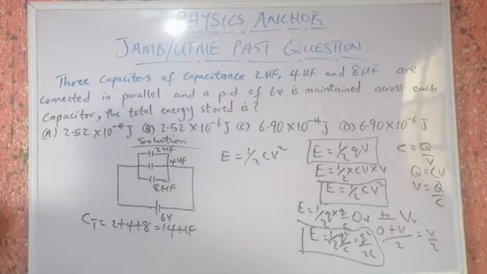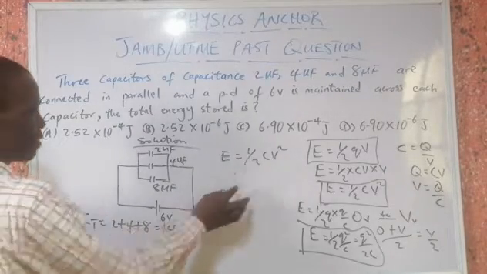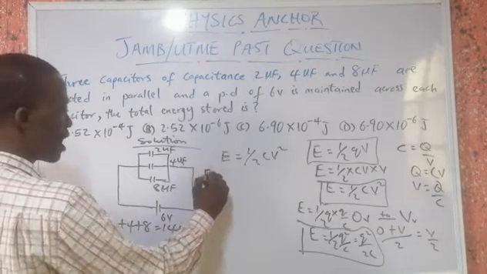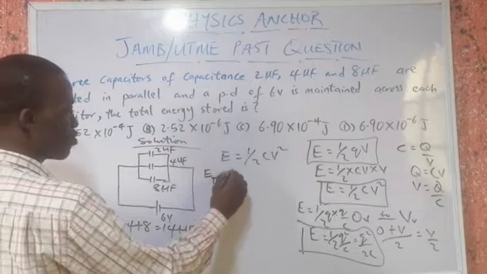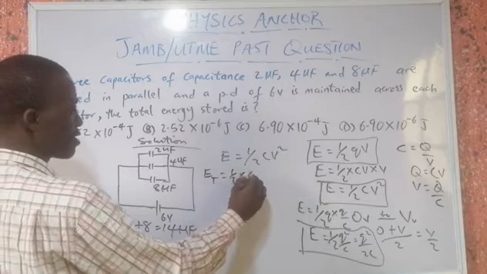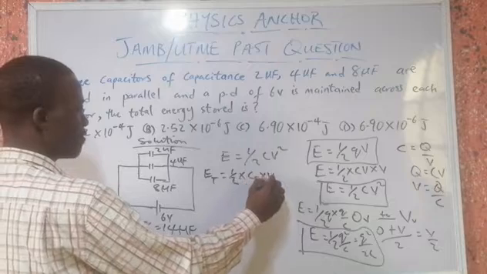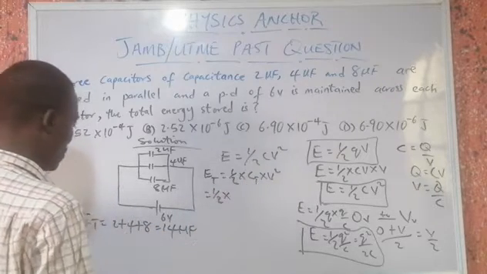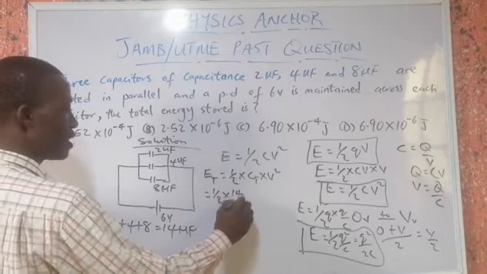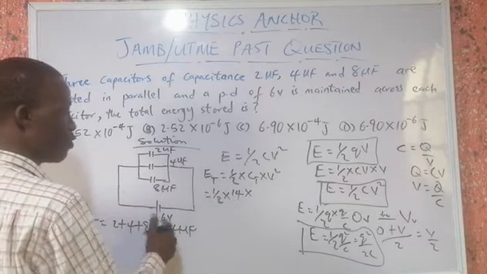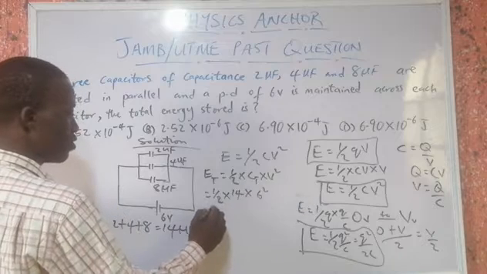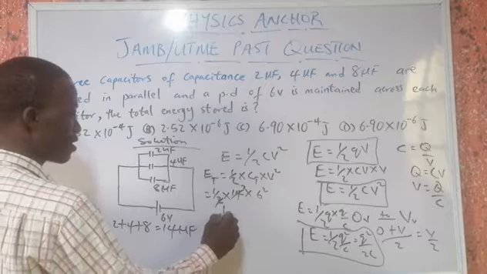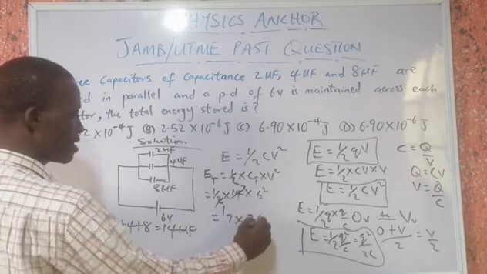So now that we know the C total, we can put our C in this place, and we already know our V, which is 6. So total energy now equals half times C, the total capacitance, times V squared, and that will equal half times 14, and our volt is 6 squared. So that gives us 2 here, 1, 2 here, 7. That will give us 7 times 6 squared, which is 36.